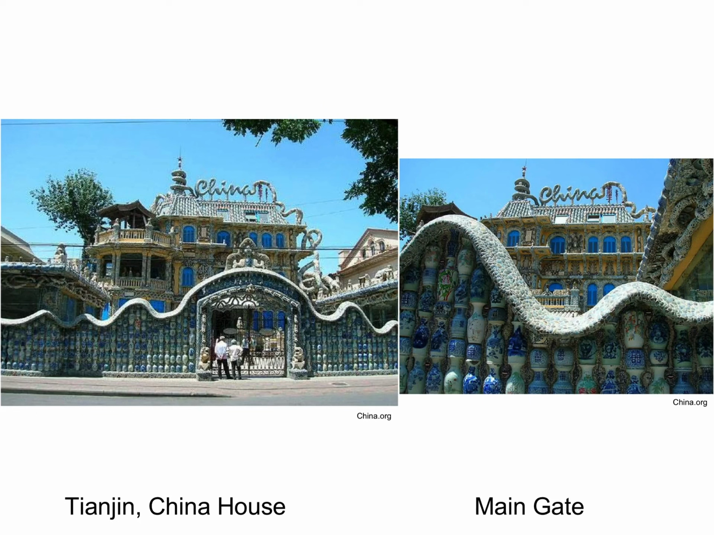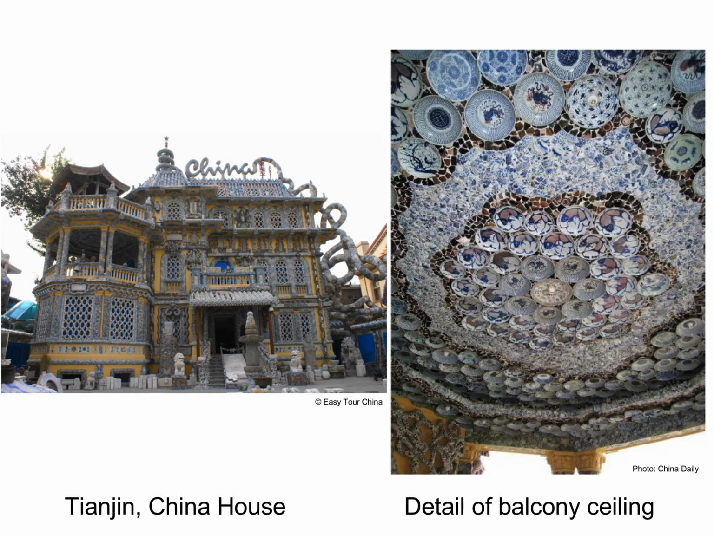In Tianjin, China, I visited China House, which is an old colonial building that was quite recently completely covered in recycled porcelain material, vases, tiles, broken dishes, and so on and so forth. And the whole building inside and out and the surrounding gate is completely covered in porcelain. It's quite an extraordinary place. And again, this is somebody following in the footsteps of Gaudi, but maybe taking it just a little bit too far.